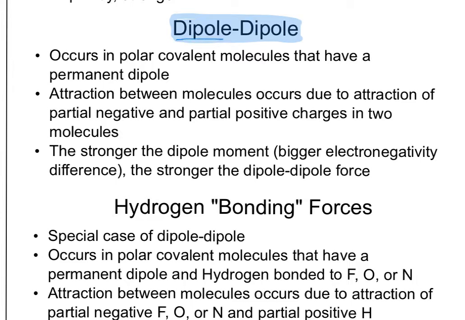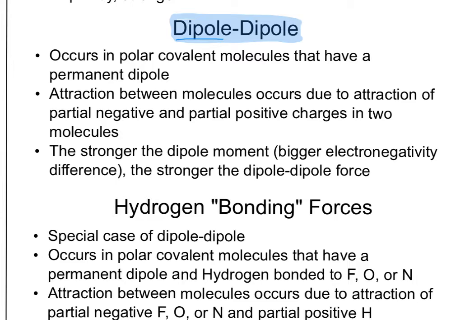Similar idea here, but if I clone polar covalent molecules, so I'm talking about a molecule that has a dipole moment, right? A partial positive and a partial negative in the molecule permanently, and I clone that molecule, that attraction is because the partial positive in one molecule is attracted to the partial negative in the other molecule.